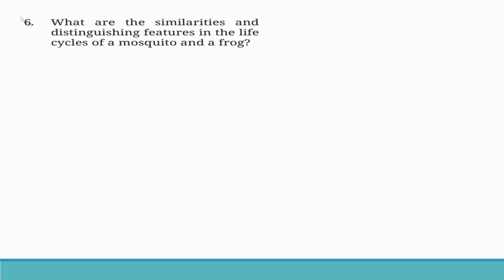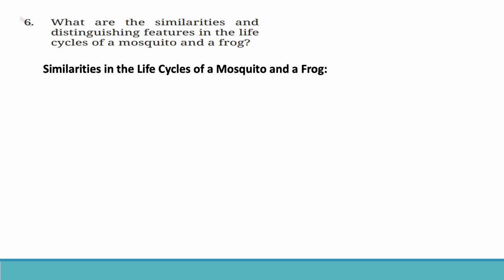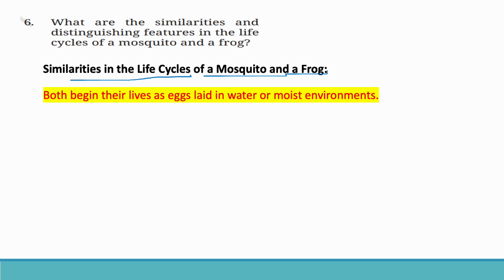What are the similarities and distinguishing features in the life cycles of a mosquito and a frog? First, we will see the similarities. Both begin their lives as eggs laid in water or moist environments. This is the first similarity.